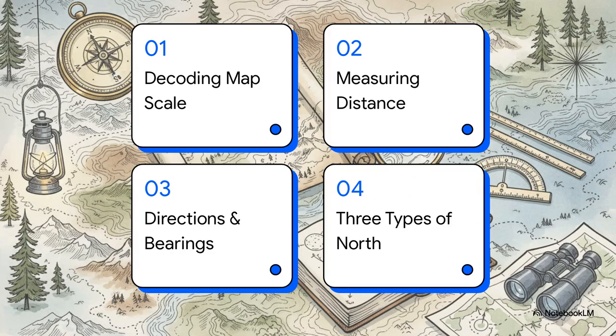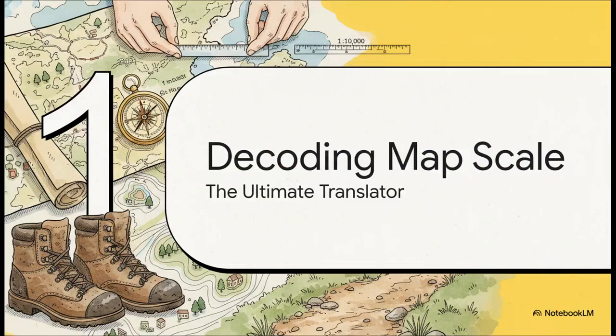So here's our game plan today. We are going to master 4 essential tools. 1. Decoding the map scale. 2. Measuring distances and areas. 3. Mastering directions and bearings. And 4. The 3 types of north. All right, let's jump straight into tool number 1, decoding the map scale.